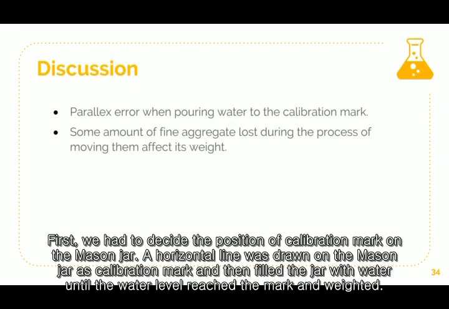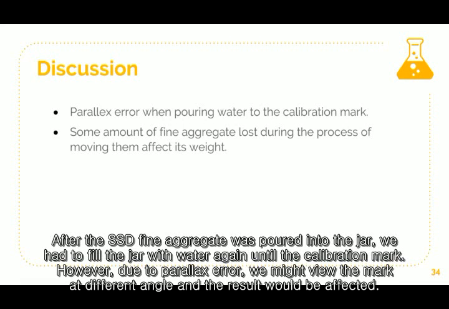First, we had to decide the position of the calibration mark on the mason jar. A horizontal line was drawn on the mason jar as the calibration mark, and then we filled the jar with water until the water level reached the mark and weighed it. After the SSD fine aggregate was poured into the jar, we had to fill the jar with water again until the calibration mark. However, due to parallax error, we might view the mark at different angles, and the result would be affected.